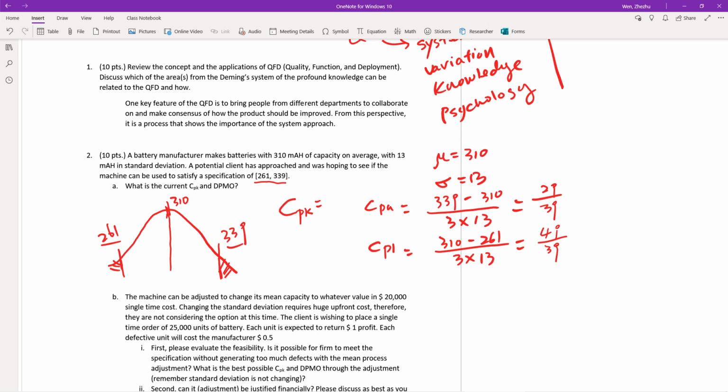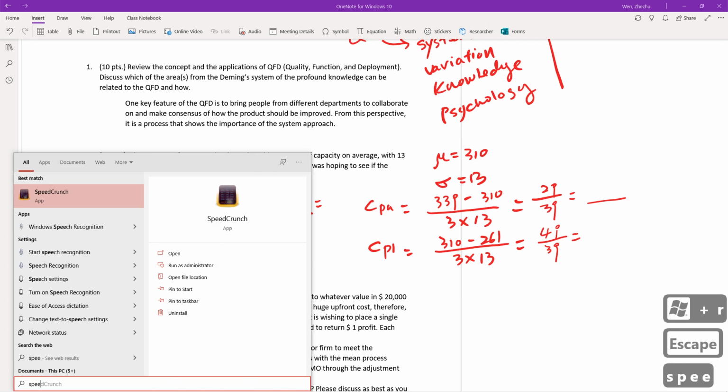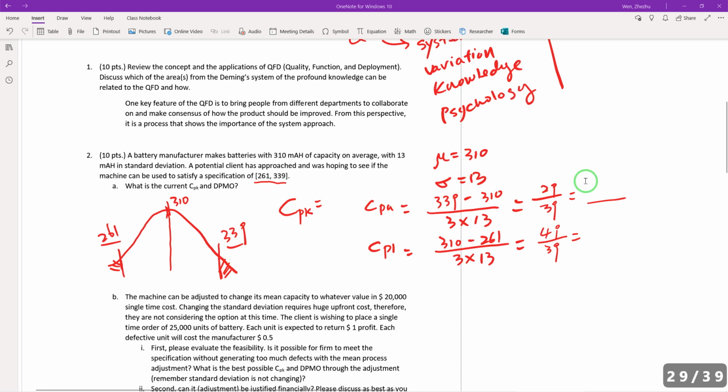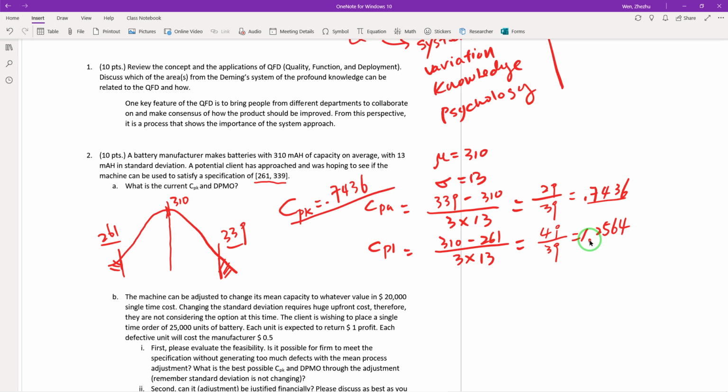So even without finalizing the calculation, you can already see this one here is going to be less than 1, right? 29 over 39 is going to be what? It's going to be 0.7436. Okay, the other one here, it's 49 over 39, so this will be 1.2564. So the lower of the 2 is going to be considered as the capability index, 0.7436, which indicates that this process is not capable of meeting the specification limit that your customer is looking for.